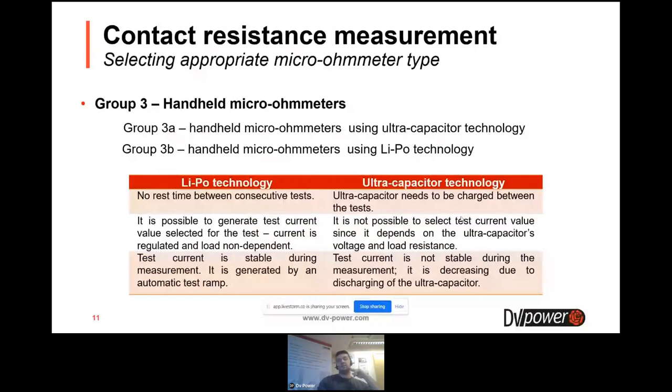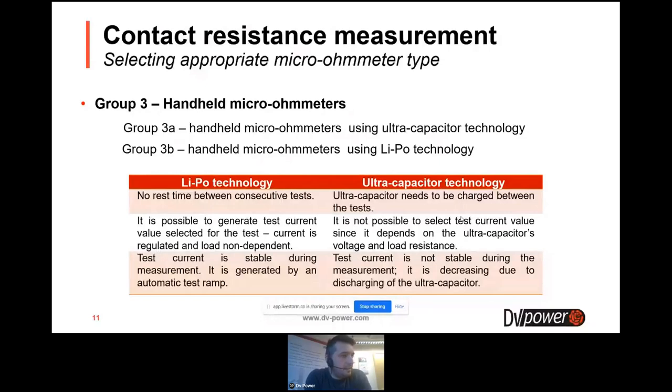And the third group is handheld micrometers, and I would say that this group is becoming more and more popular. When I speak about the DV power, I do not have any reason to give advantage to some particular group type of these devices, because we manufacture basically all these types of micrometers. So I'm just saying from the practical point of view that these handheld micrometers have many advantages compared with the traditional type of micrometers, because they speed up the measurement process, and maybe the most important reason is that you don't need to use long cables in a majority of applications.